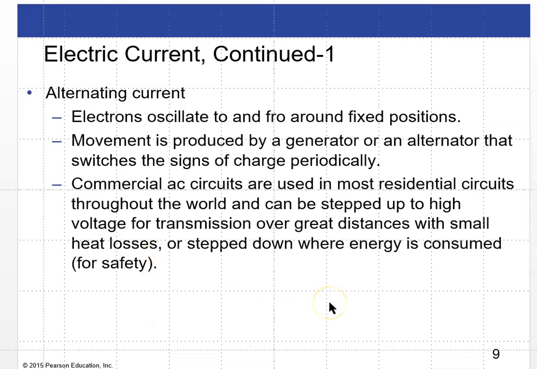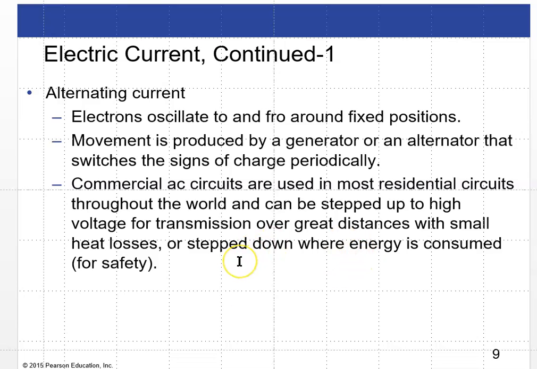Now, alternating current. We were talking about DC before. In alternating current, the electrons oscillate to and fro around a fixed position. The movement is produced by the generator or alternator that switches the sign of the charge repeatedly. Commercial AC circuits are used in most residential circuits throughout the world and can be stepped up to high voltage for transmission over great distances.